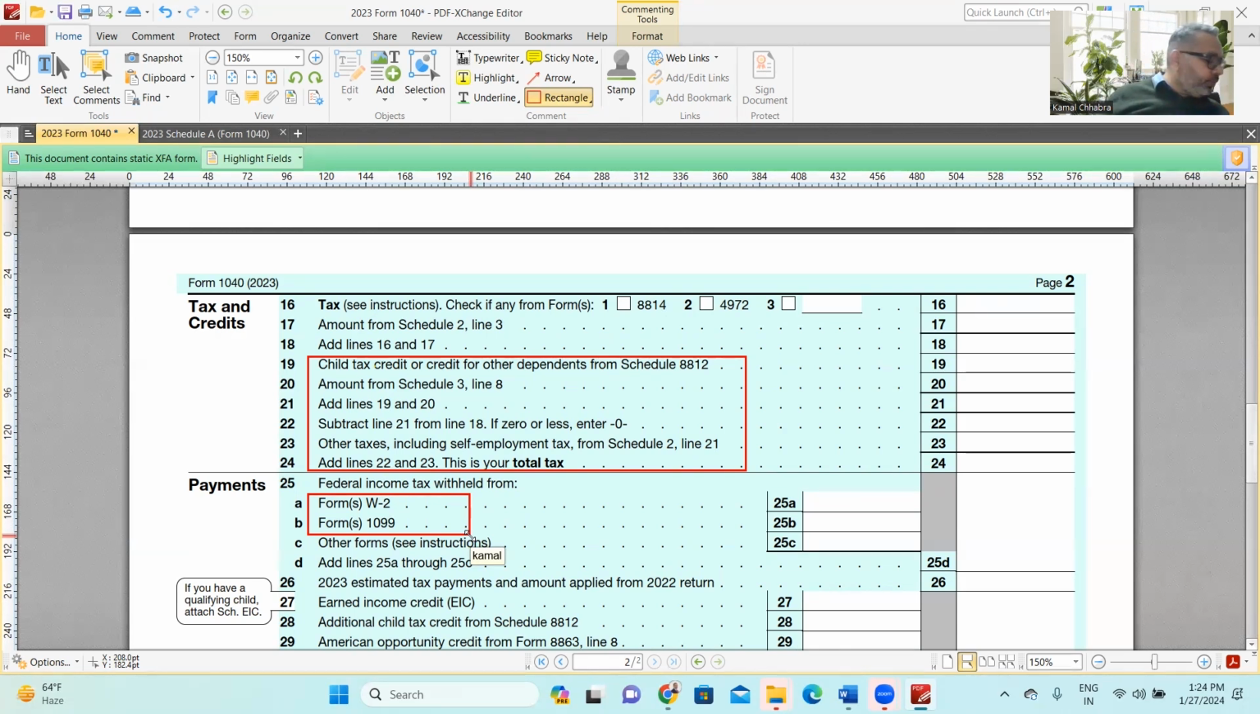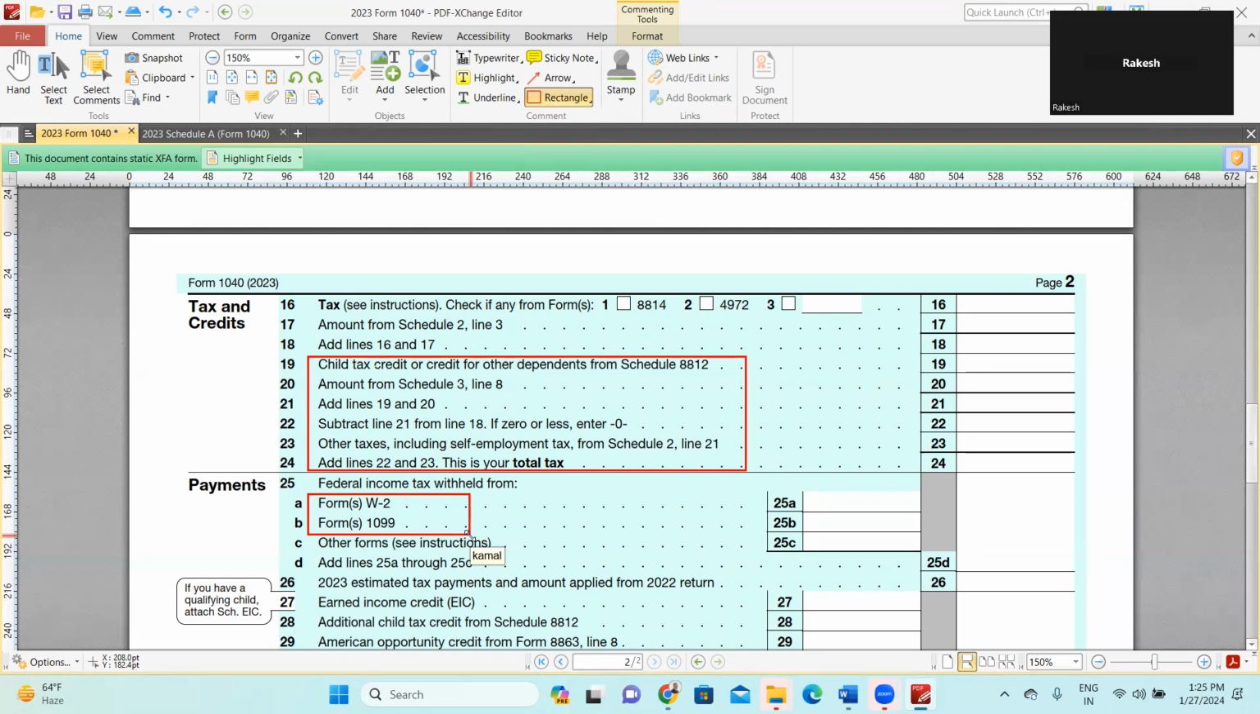Clear, everyone? So what is 1099? If you have income other than salary, then you will receive a 1099 for rental income, professional income, capital gain, interest income, dividend income, right? For that, the respective income provider will withhold the tax according to the applicable tax rate.